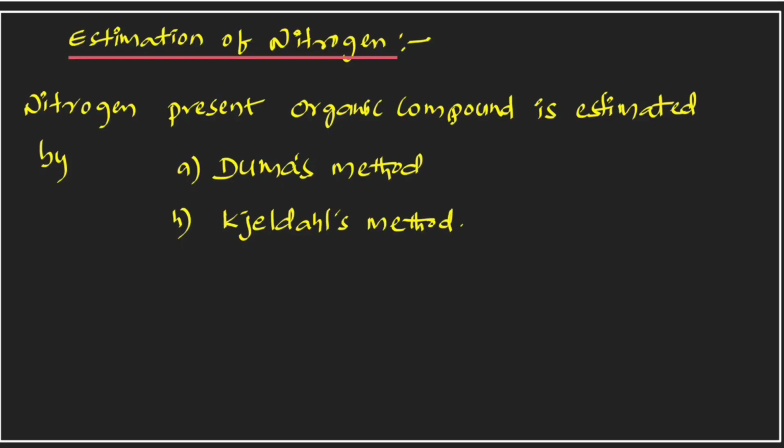Estimation of nitrogen. Nitrogen present in an organic compound is estimated by Duma's method and Kjeldahl's method. We will discuss them one by one. What is Duma's method? What is Kjeldahl's method? Let's start with Duma's method.